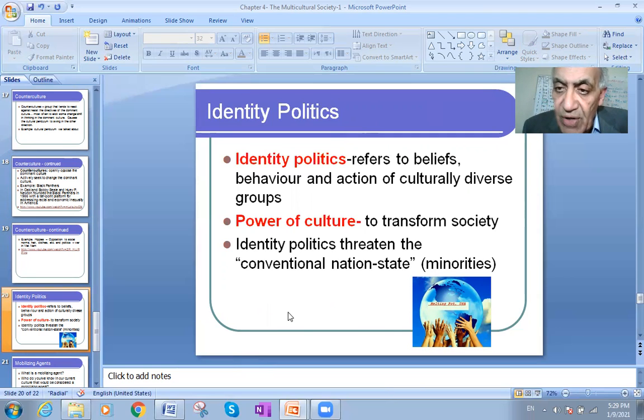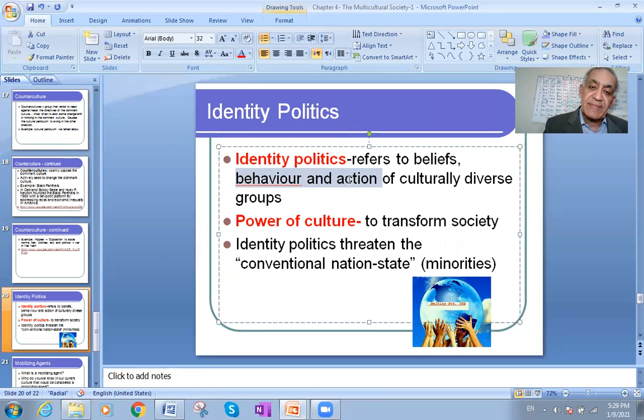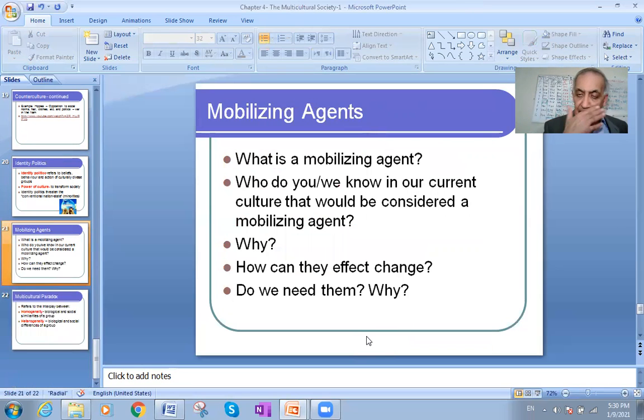We said one of the sources of culture is the economic, and politics is a component or pillar of culture. So identity politics refers to beliefs, behaviors, and actions of culturally diverse groups, and the power of culture to transform society. Identity politics threaten the conventional nation states because they are minorities. Mobilizing agents.